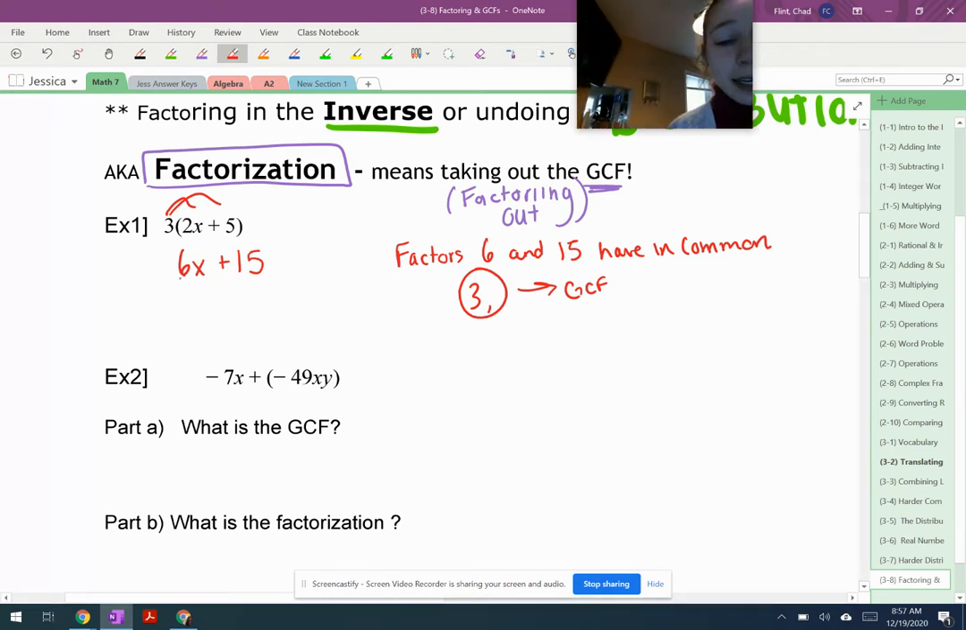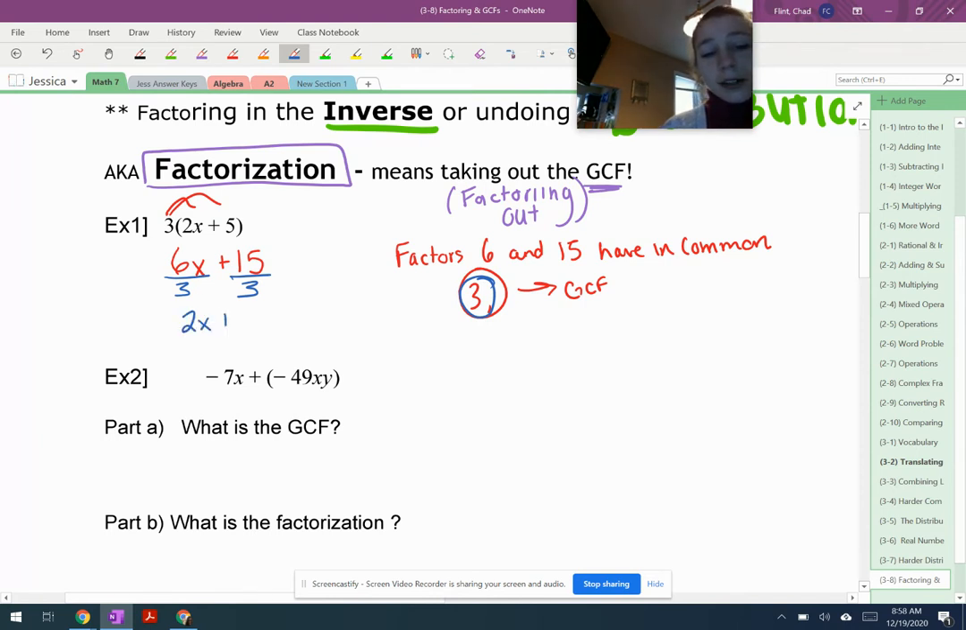So it's like I'm taking 6x, and actually let me switch colors real quick. That was a bad 6, it's fine. Now let's redo it. Okay, perfectionist here. So my GCF of 3 is what I'm going to divide each piece by. 6 divided by 3 is 2, carry down my x. 15 divided by 3 is 5.